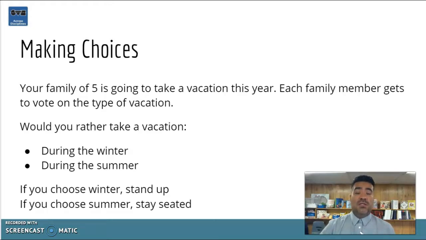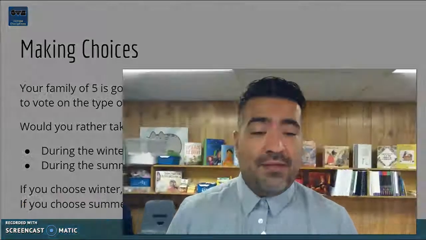So if you say the winter, you stay standing. If you say the summer, then you stay seated. Now think about this during math. Maybe you're going through the different types of angles. So you say, what kind of an angle is this, boys and girls? If you think it's an obtuse, go ahead and raise your hand. If you think it's an acute angle, go ahead and stay seated. If you think that it's a right angle, go ahead and put your arms on your side. I don't know, just something for them to have choices and give you a different signal for every single time.